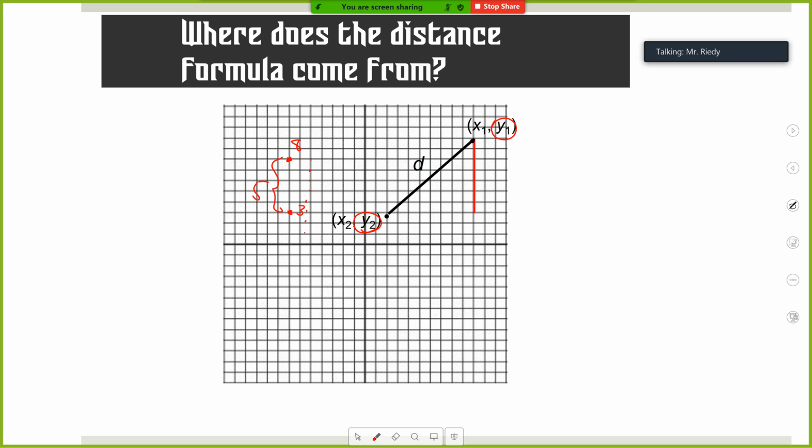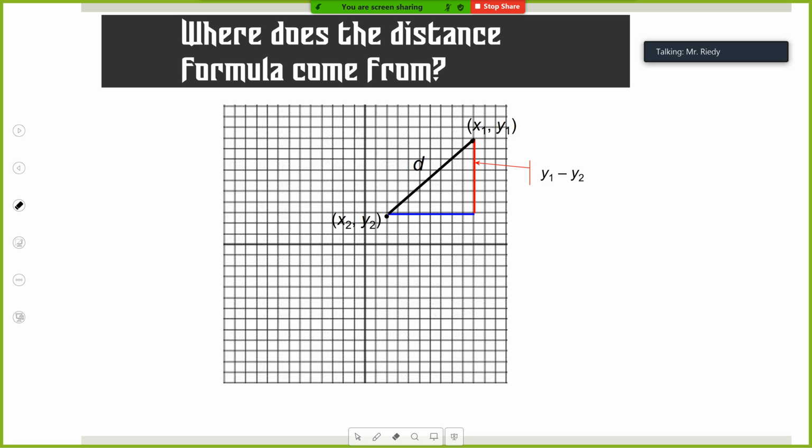The same idea is happening here, but I don't know the distances. So I can just call that distance y1 minus y2. The top y value minus the bottom y value. Then we do that again with a horizontal distance. This time it's blue.